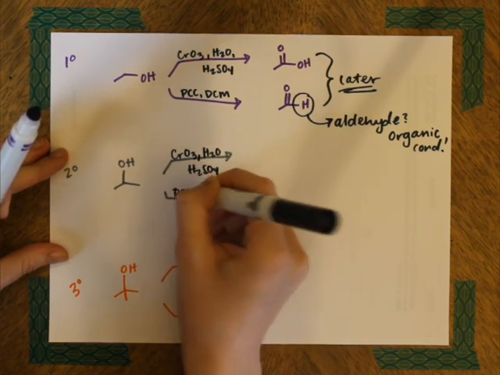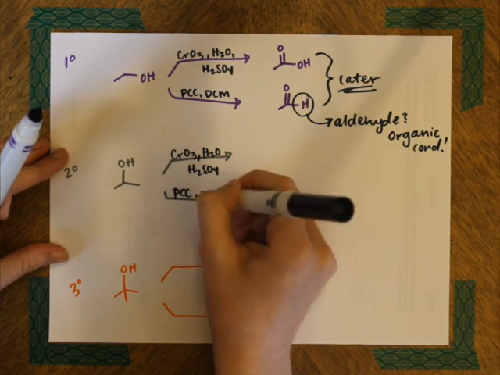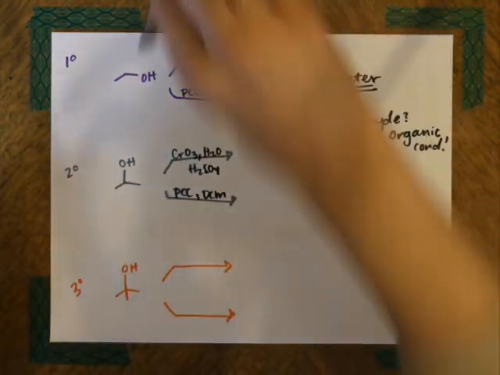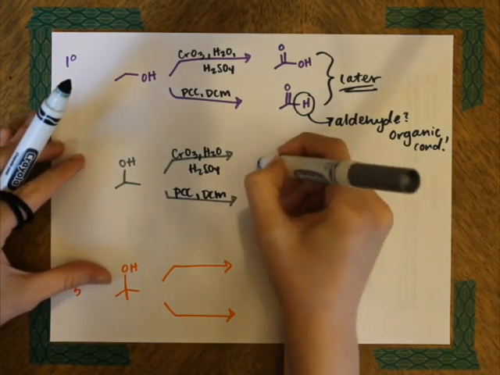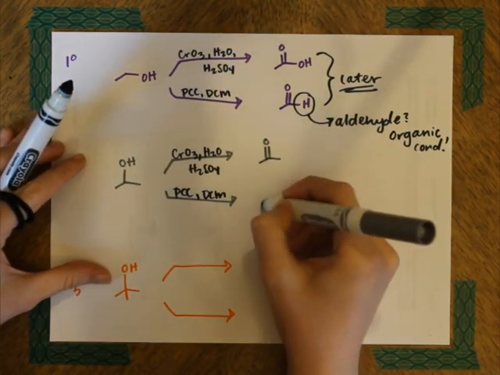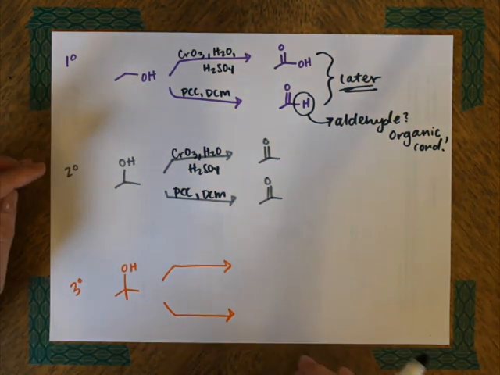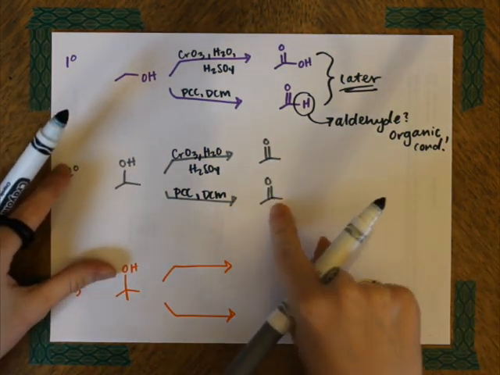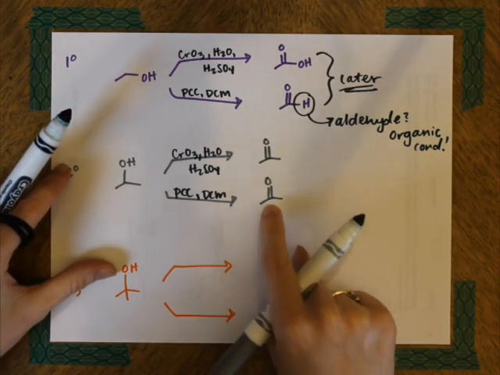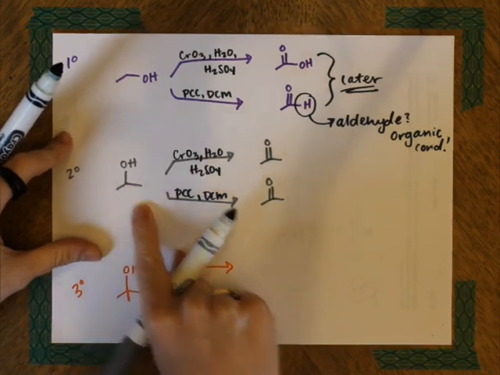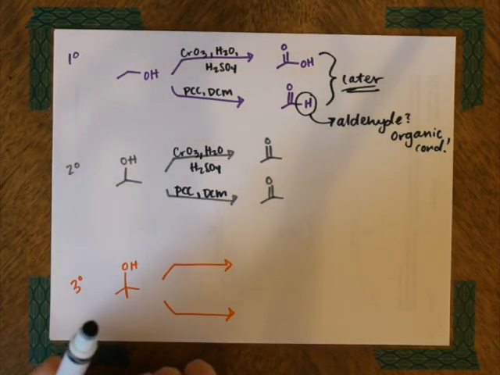Versus PCC. All right. These actually are easy to keep straight because in both of these cases, we're going to wind up with the same thing. Both of these cases, we're going to end up with a ketone, because that's as far as you can oxidize that alcohol to the ketone, because it's secondary.